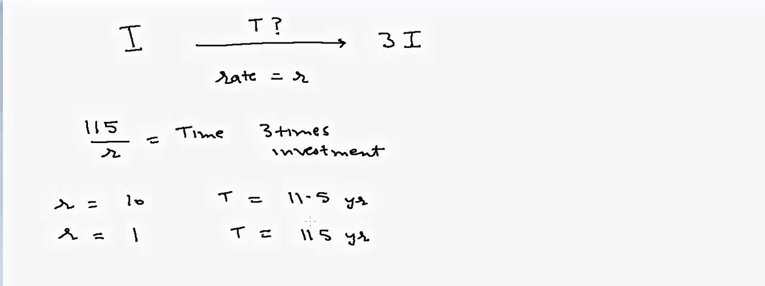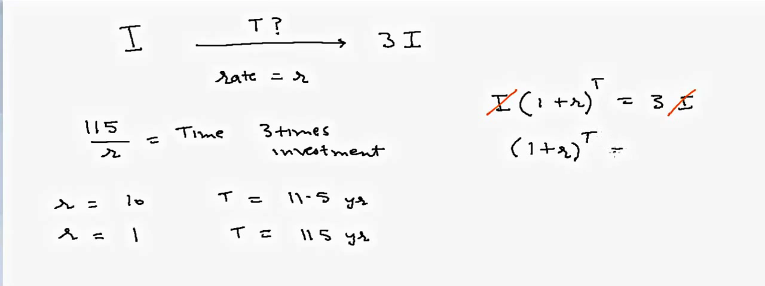So why does this happen? Let's try to solve this problem with the journal approach. The journal approach is to have your investment, and we multiply this investment with 1 plus the interest rate, and each year it is compounded, so we have it raised to power t, and that should be equal to 3I because we are looking for the investment to grow 3 times. In that case, your I will cancel out, and we're left with 1 plus r raised to power t is equal to 3.